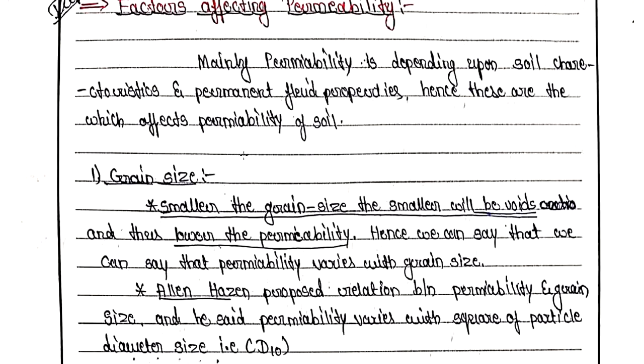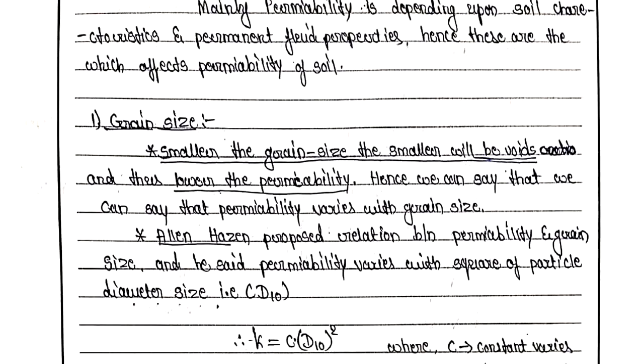Permeability is mainly affected by the characteristics of the soil and the characteristics of the pore fluid. First one, grain size. The smaller the grain size, the smaller will be the voids. That's why the smaller the grain size, the lower will be the permeability. The higher the grain size, the higher will be the voids, the higher the space in between. That's why the permeability will be high in that case.